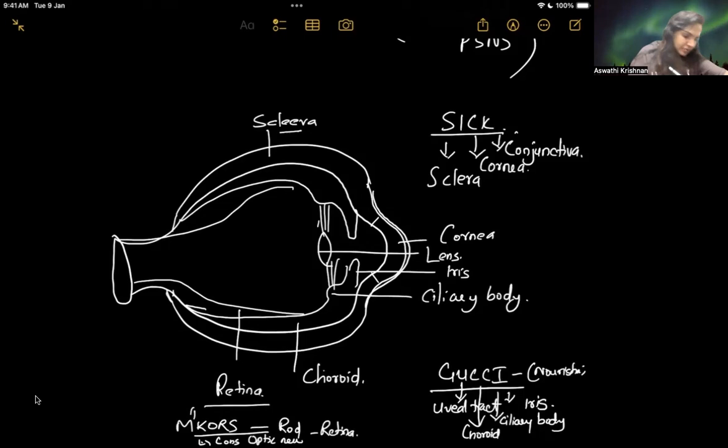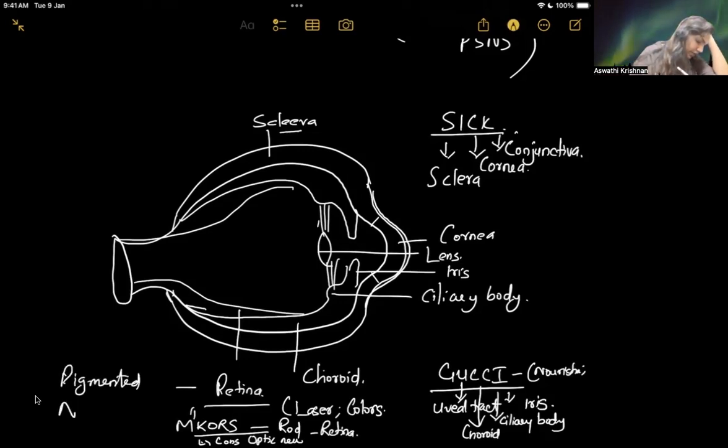And the kid has fun playing with laser. So, and he's playing with colors. So the retinal layer can be divided into pigmented layer and one of the neural layers, right?